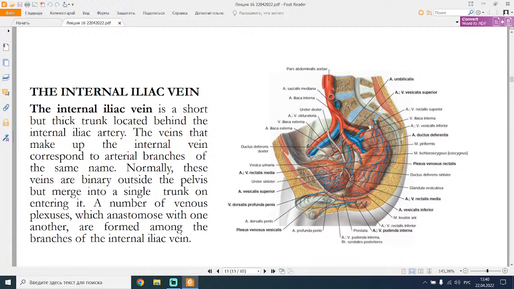A number of venous plexuses anastomose with one another. They are formed among the branches of the internal iliac vein. This is, you see, the internal iliac vein. These are branches of the internal iliac vein, plexuses in different organs of the pelvis.